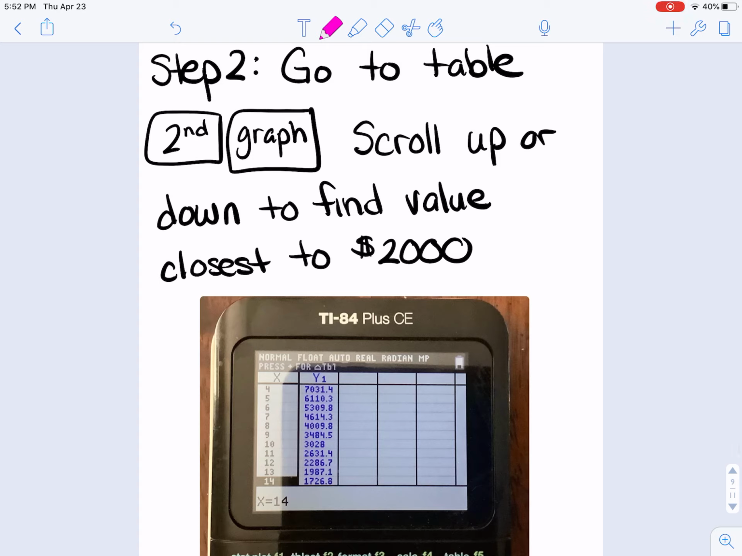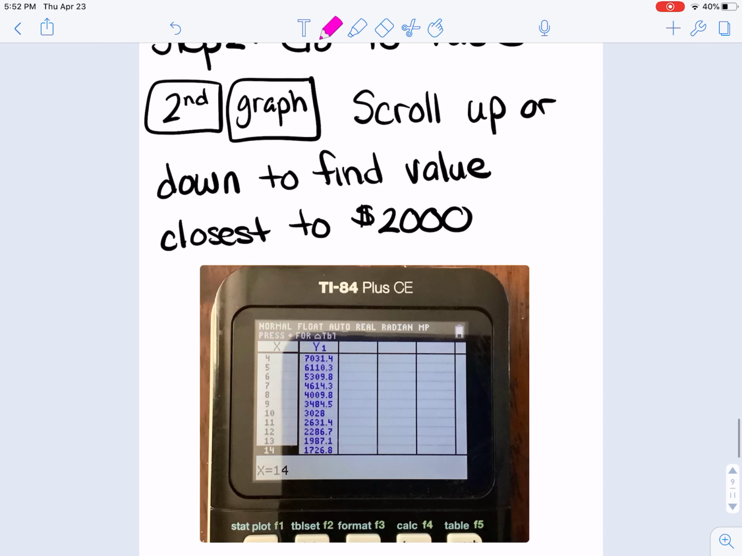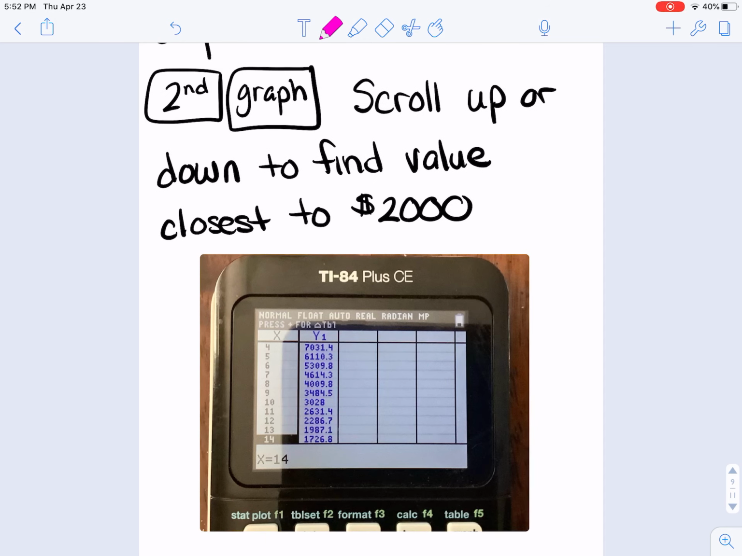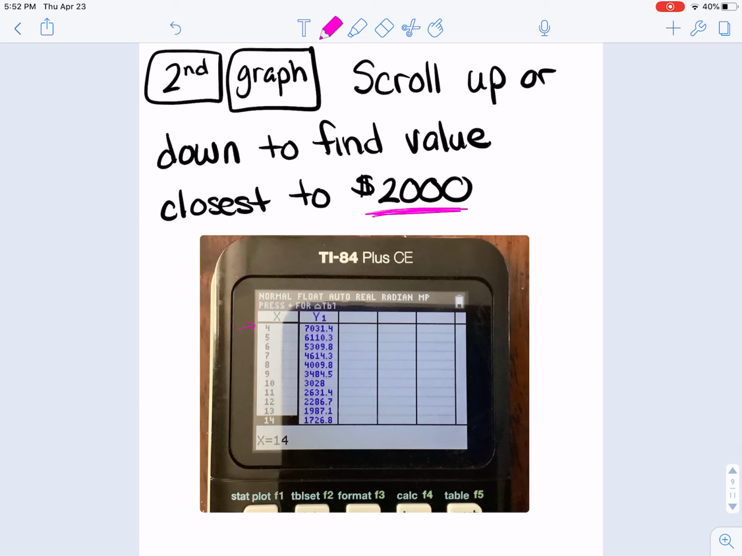Now I tried to make a little video of this using my calculator and videotaping it, but it wouldn't let me insert a video in a video. So I'm showing you a still shot of my calculator. Now notice it started at 4. That's because I scrolled down and I want to get closest to 2,000. Now, it looks like it falls in between. The 14 is just highlighted because that's where my cursor was. It looks like it falls in between the 12th year and the 13th year.